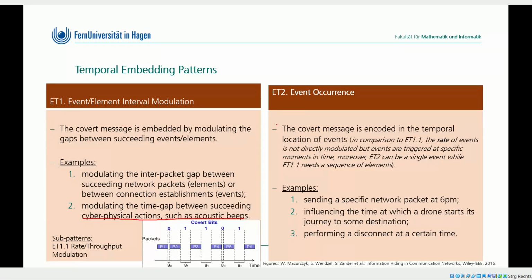The event occurrence pattern is a pattern where the covered message is encoded in the temporal location of the event. So that's like the original message timing pattern. In comparison to ET11, so the rate throughput pattern, the rate of events is not directly modulated, but events are triggered at specific moments in time. So it's not the rate that you measure, but whether a packet, for instance, appears at a specific point in time. Moreover, ET2, so this pattern can be a single event, like one network packet only, while the rate throughput pattern needs a sequence of elements. For cyber-physical systems, it could also be the time at which a drone starts, or one could perform a disconnect at a certain point in time.